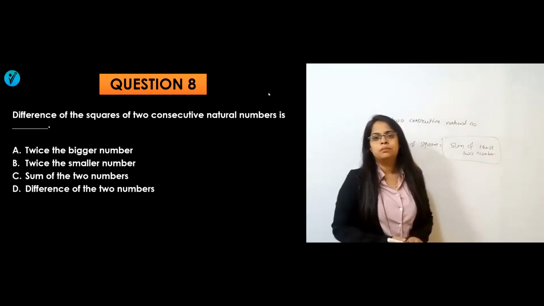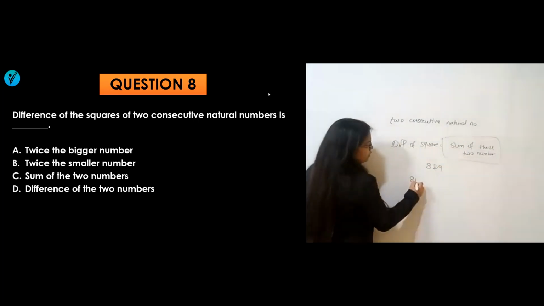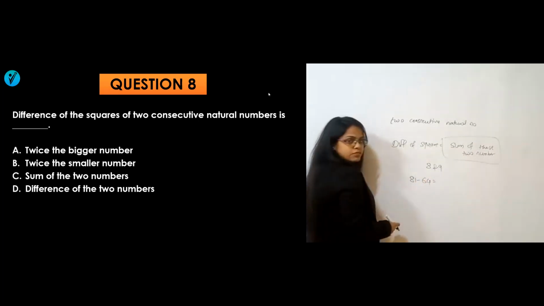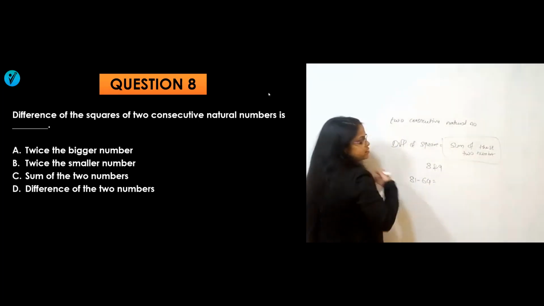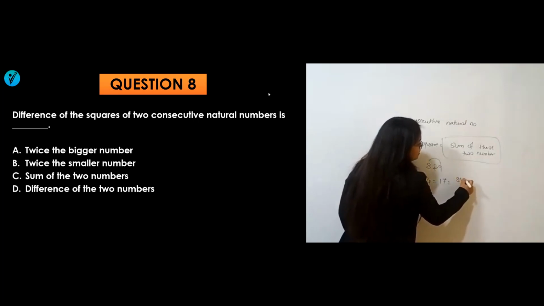We can check for any number. Suppose we take 8 and 9. 9 square is 81. 8 square is 64. 81 minus 64 is equal to 17, which is equal to the sum of 8 plus 9.